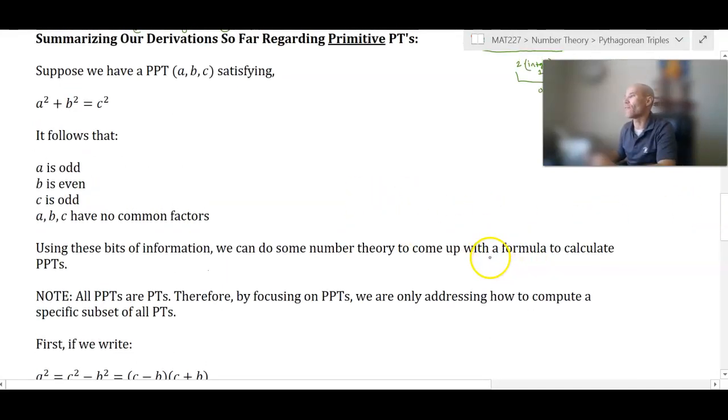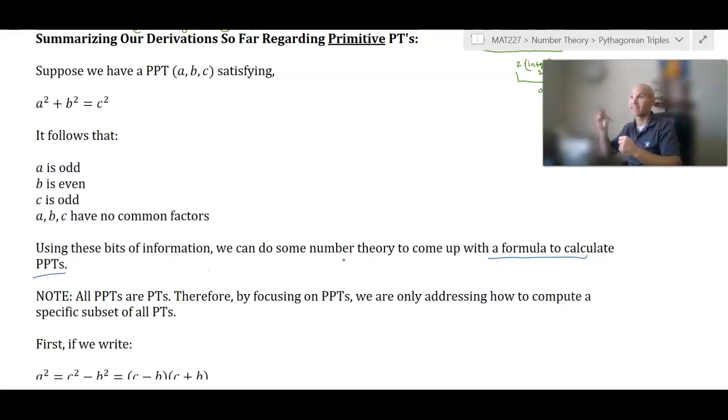we would like a formula to calculate primitive Pythagorean triples, right? Because we can explore them, we can make some observations about them, but how do we come up with them other than by running computer simulations? Now, just as a key point here, all primitive Pythagorean triples are Pythagorean triples. Therefore, by focusing on these primitive ones, we're only addressing how to compute a specific subset of all Pythagorean triples. Remember, not all Pythagorean triples are primitive.